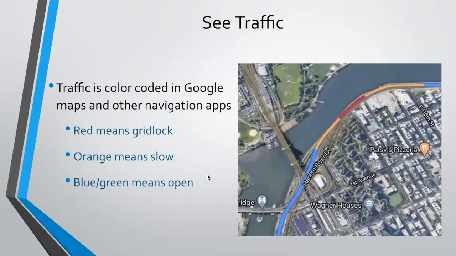All right. You can also see traffic when you put in routes to go to on Google Maps, and they color code it. So you can see this picture right here. That red strip right by the river there, that means there's gridlock. It's moving super slow. Orange means it's moving a little slower than it should be, and blue or green means it's pretty much open and you can drive at whatever speed the speed limit is.